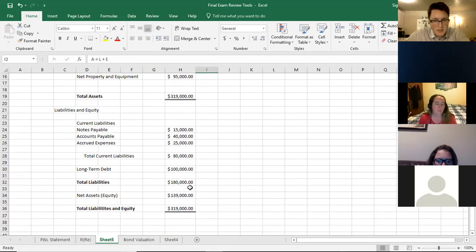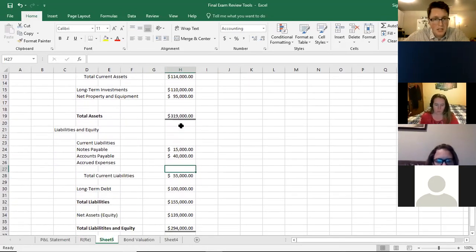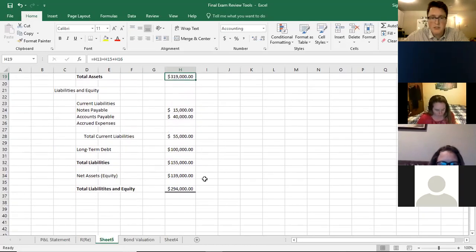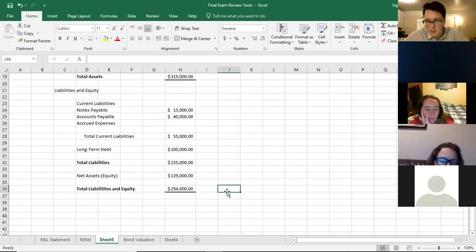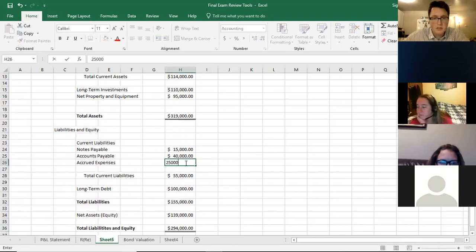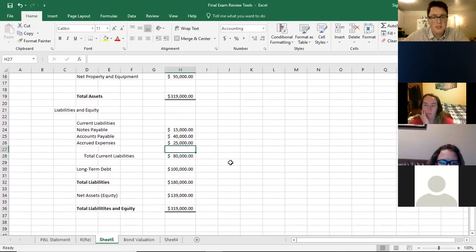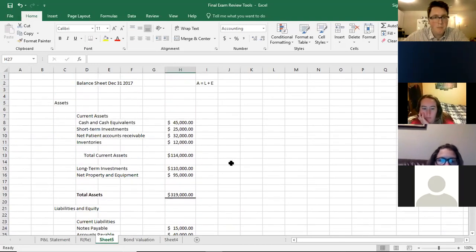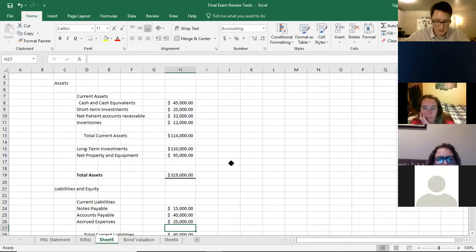So if we had finished, let's say that I accidentally forgot to list my accrued expenses. I finished my balance sheet and I'm looking at total assets was $319,000, and then my total liabilities and equity is only $294,000. That is an immediate red flag to me that I missed something, or I mixed up a number, or I did my math wrong. And so I can then go back and re-add that into my balance sheet so that it balances. Okay? That is the balance sheet for you.